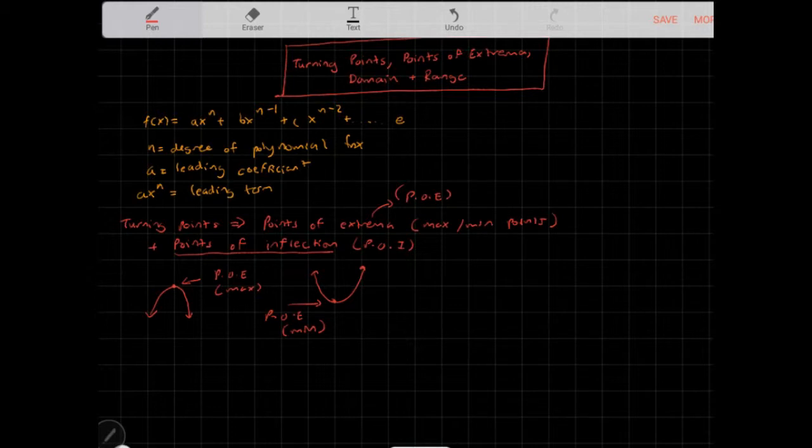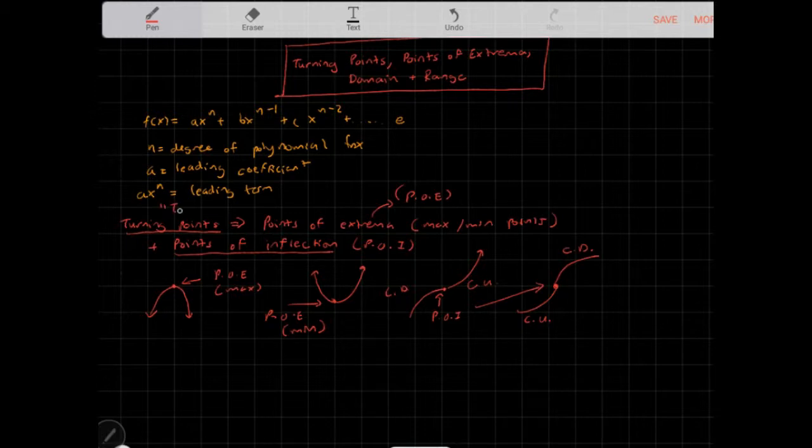A point of inflection is where you have a change in concavity. So for instance, if the curve here is concave down and it goes concave up, this is a point of inflection. So this portion here is concave down, this portion here is concave up. Or in another case, we have a concave up portion, and then the curve becomes concave down here. And this is another point of inflection. So all of these things are examples of turning points. I'm just going to look at turning points as turns.